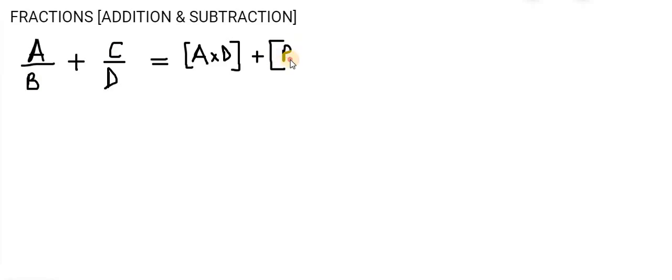We want a over b plus c over d, and what we're supposed to do is multiply a and d, put that in a bracket, take the sign, multiply across b and c, and at the bottom multiply b and d.